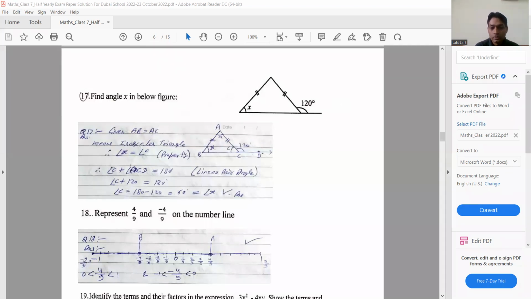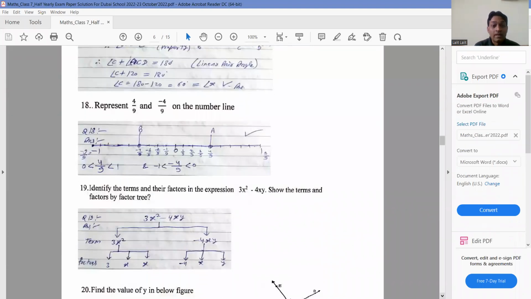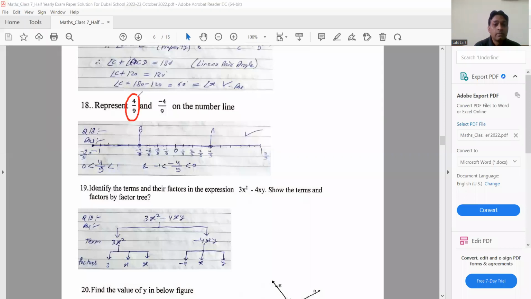Now go to the next question, number 18. Represent 4 upon 9 and minus 4 upon 9 on the number line. Very good question. And even higher classes also have questions like this. So you just need to find between which two digits on a number line the ratio comes. So 4 upon 9 comes between 0 and 1. It must be greater than 0 and less than 1, because when you divide 4 by 9, you will get point something. So it means it must be between 0 and 1. Similarly, when you divide minus 4 upon 9, you will get the value between minus 1 and 0.